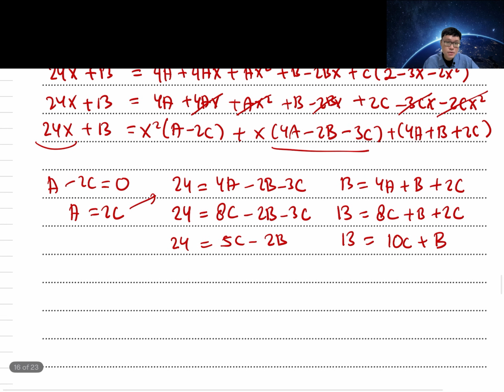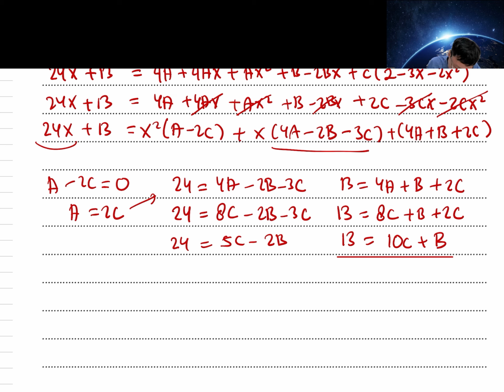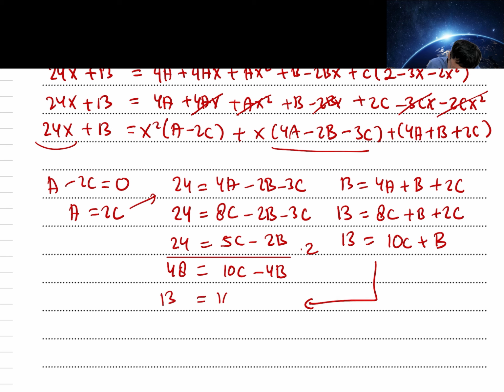Now, as you can see, we have two equations with b and c. We can do elimination. Maybe I can multiply this by 2. So I got 48 equals to 10c minus 4b. And then I subtract with this, 13 equals to 10c plus b. So I subtract. This one cancels. This one I got minus 5b. This one I got 35. So b equals to minus 7.